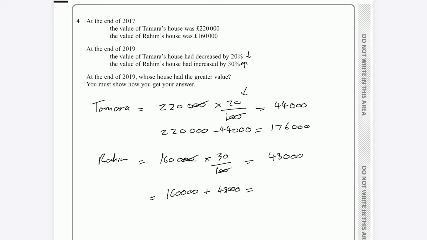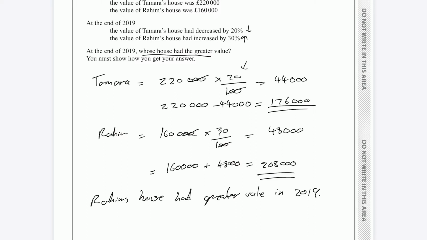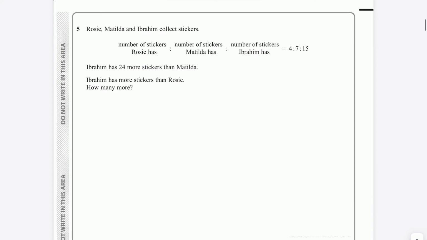I've added an extra 0 there. And that's 208,000. So you can see, comparing that value, just write that properly. That value and that value there, you need to now write a statement because it says whose house had greater value. So you would write whose house had greater value in 2019, and you can even go as far as saying 208,000 is greater than 76,000. Awesome.